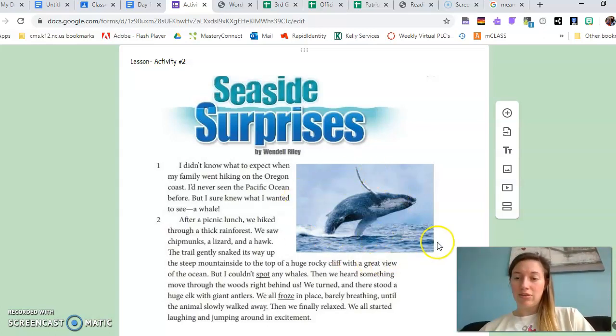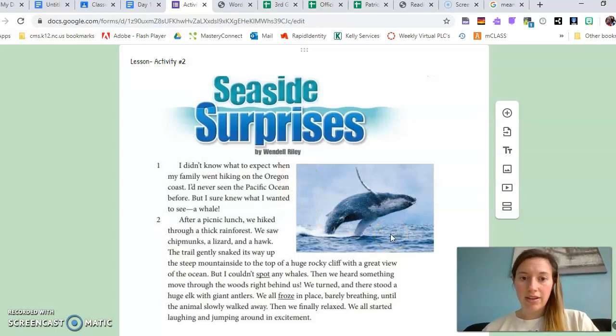Now let's see, I have a little clue about what might be happening here by the photograph. What do you see in this photograph? I hope you said a whale. If you said a whale, you're absolutely correct. So something's going to happen by the seaside, right, by the ocean, and probably some type of surprise that might have to do with a whale. So let's read and see.